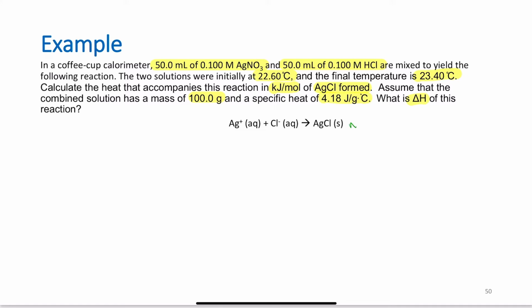This is our net ionic equation. So it's showing us just what's involved in the reaction. So I've got silver nitrate.